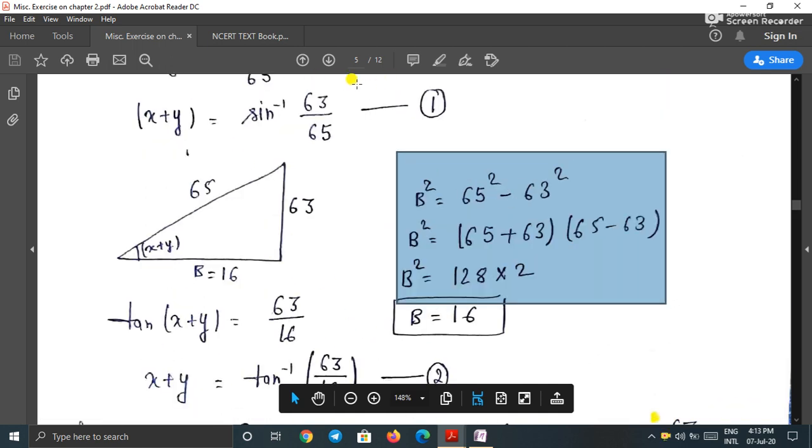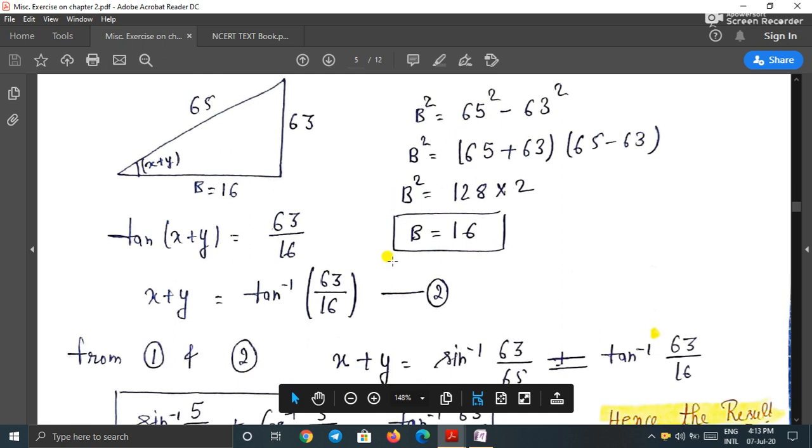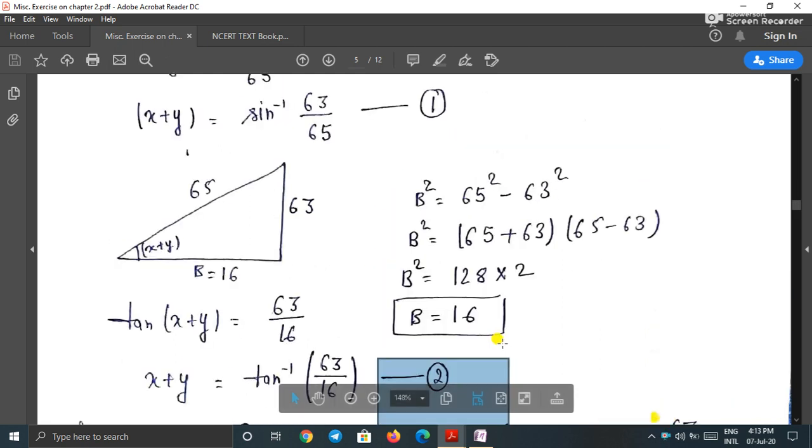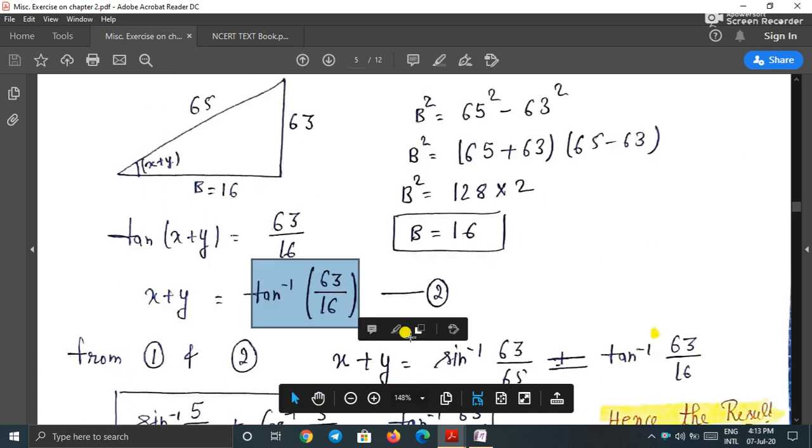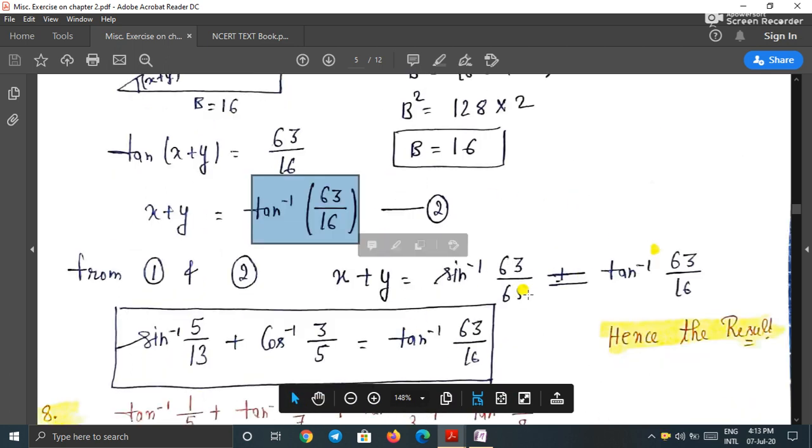Now see equation number 1 and equation number 2. In both equations the LHS is the same, so the RHS must be the same. Means sin inverse 63 upon 65 is equal to tan inverse 63 upon 16. In this way you will get the answer.